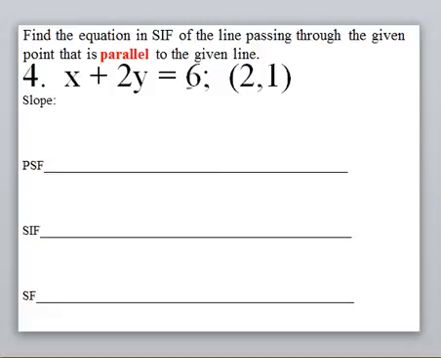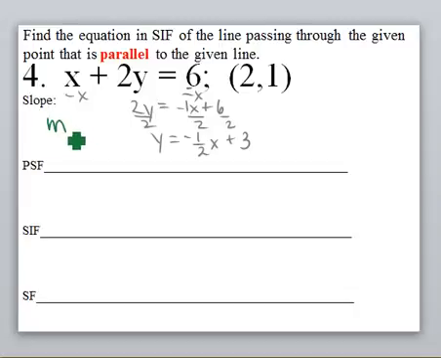On the next example, I'm still finding the equation of a line that's parallel. It's just my slope is not easily found right now, so I need to solve for my slope by getting y by itself. Divide by 2 everywhere. I get y equals, this is a 1, so negative 1/2 x plus 3. So the slope of this line is negative 1/2. The slope of the line parallel to it would also be negative 1/2.